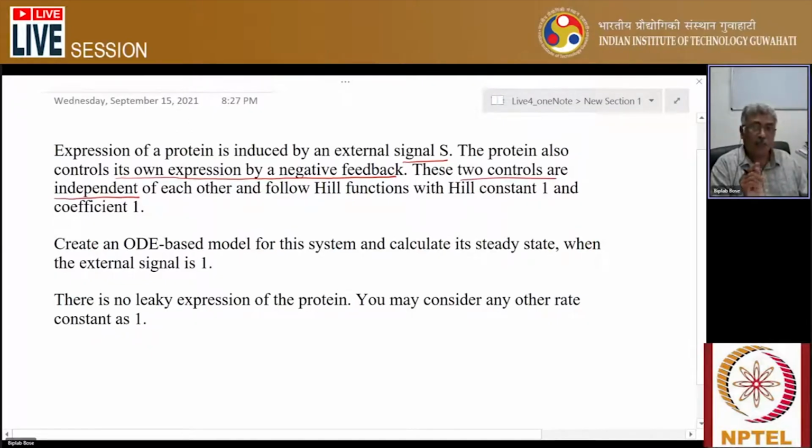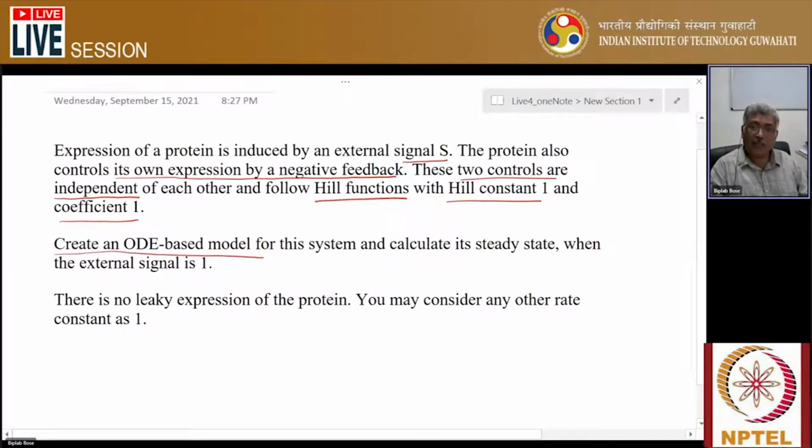Remember, this is very important, because many a time two transcription factors work together at the promoter. Then they are not independent. Both of them are required in the right concentration to have induction or inhibition. In this case, it is said they are independent, so your life is easy. Both of them follow some sort of Hill function. Obviously one is negative, one is positive, so there must be an inverse and a normal Hill function. The Hill constant is 1 and the Hill coefficient is 1. Here the examiner is making your life easy by making them 1, so that your calculation and plotting will be easier. Now, the question says, create an ODE based model.